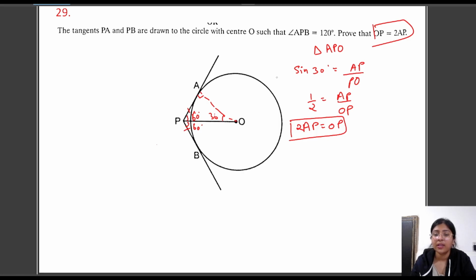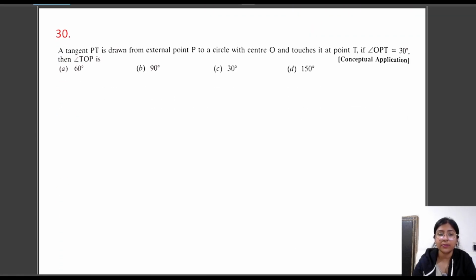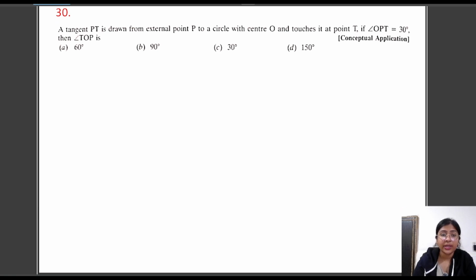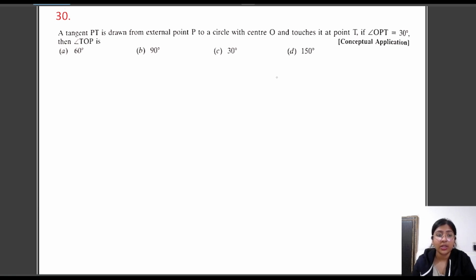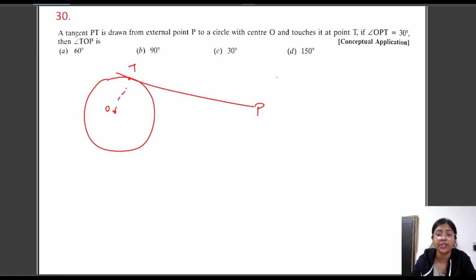Yes or no, learners? Okay, now the next question. A tangent PT is drawn from external point P to a circle with center O. For this we need to form the figure. P is the external point and T is the point of contact. This is the center O, radius and tangent are perpendicular to each other, so this will be 90 degrees. Angle OPT is given as 30. If this is 30, this is 90, this will be 60. They are asking angle TOP. Very easy question, 60 degrees.